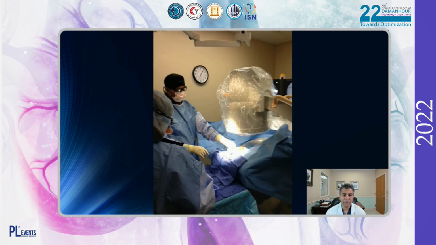And here I am performing my case. I have a scrub tech that scrubs the cases with me. We also have a nurse who's monitoring the patient's vital signs as we are doing procedures. And we have another radiology technician who operates the C-arms while we perform our procedures.